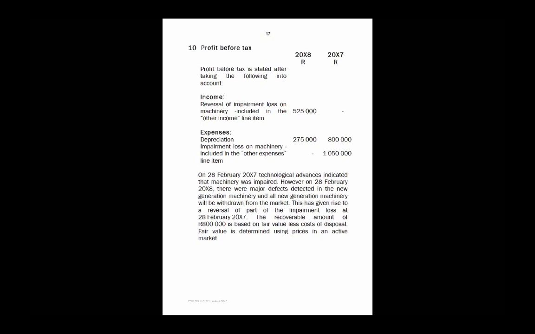As far as the expense impairment loss is concerned, a similar pattern is followed, again under the heading expenses, on which asset it was, in which line item it is included. There is then a narrative section provided to the profit before tax note, in which various details are given on the impairment loss or the reversal.